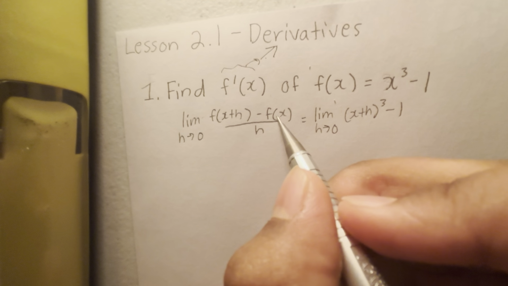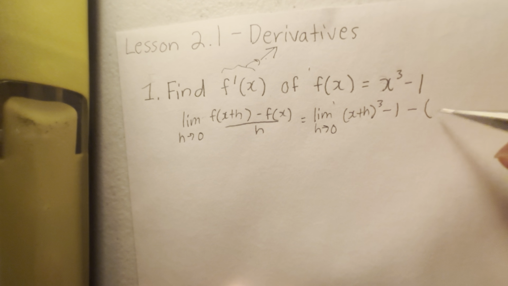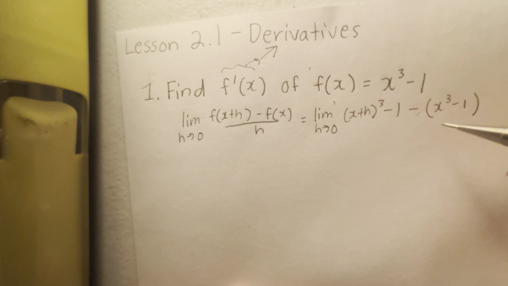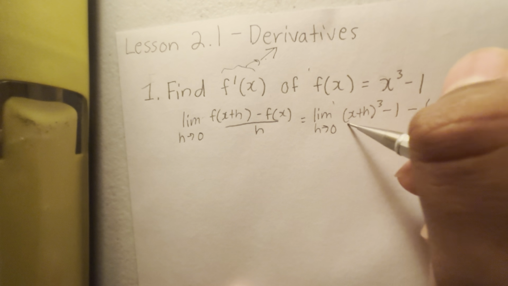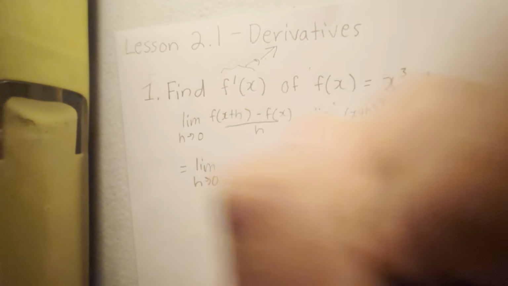And then for this part, where it says f of x, you would just subtract the function itself, so it would be x cubed minus 1. Remember to put this minus sign, as you have to distribute the negative to the negative 1. That could lead to a mistake if you don't do that. Then you put it all over h. Then that equals the limit as h approaches 0 of this.